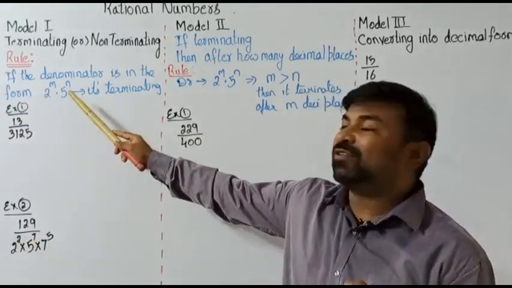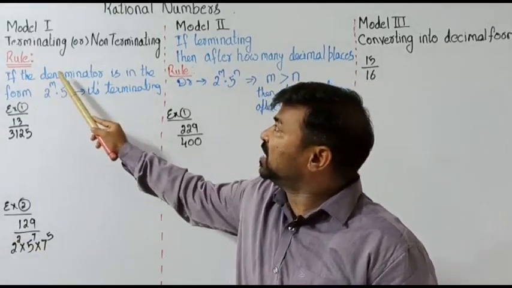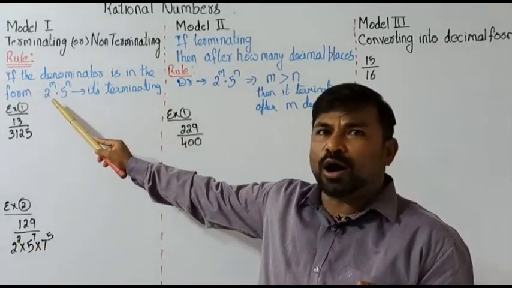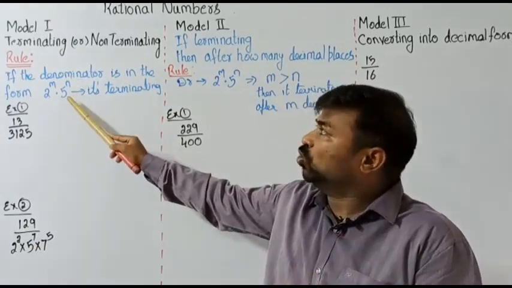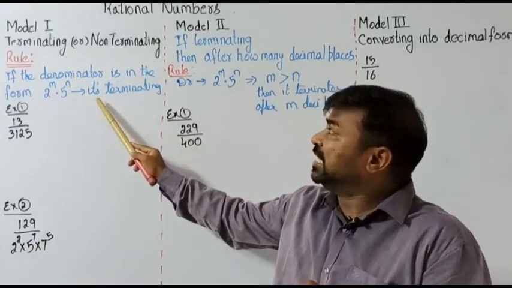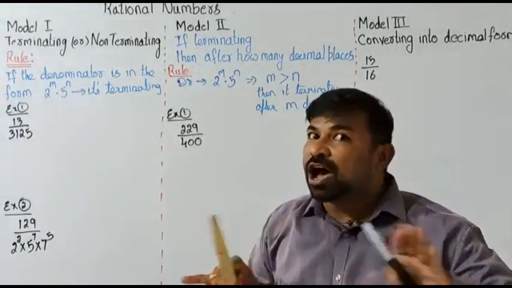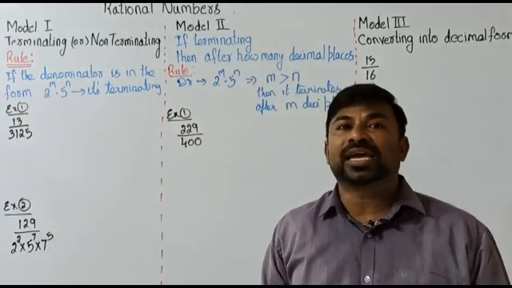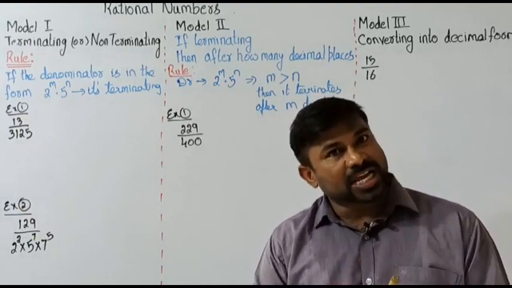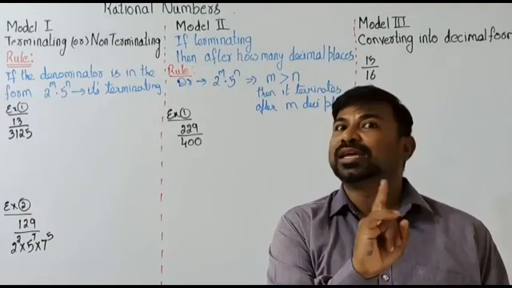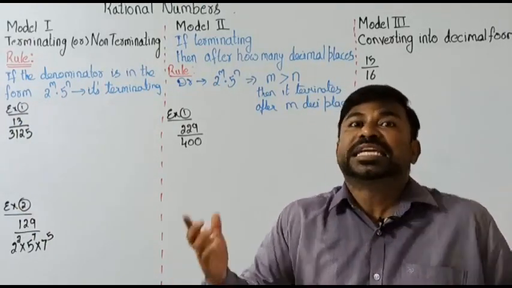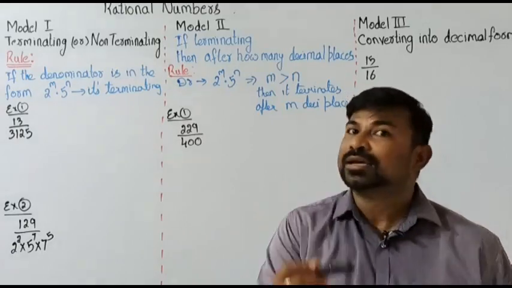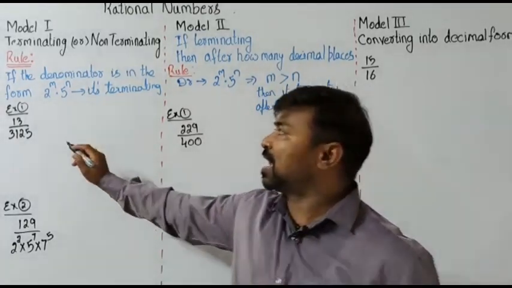So the rule we have already written here: if the denominator is in the form of 2 to the power m into 5 to the power n, it is terminating. If the denominator is not in terms of this form, then we say it is a fraction, it is a rational, but it is not terminating. It may be non-terminating. Let us check it out with the help of an example.